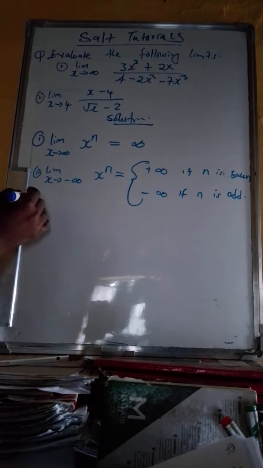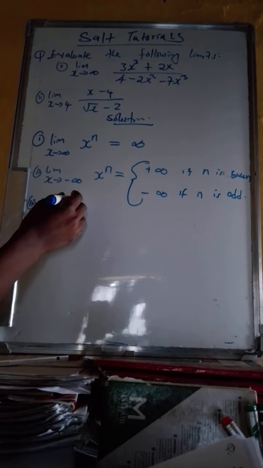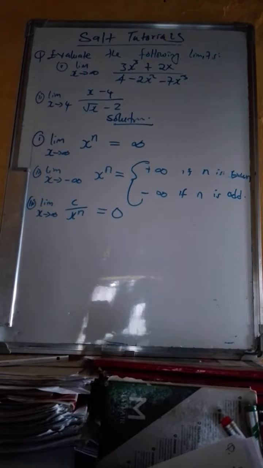And the third rule is the limit as x approaches infinity of, let's say, c over x power n. This is basically equal to 0. For now, I think these three will help us find what we are looking for.